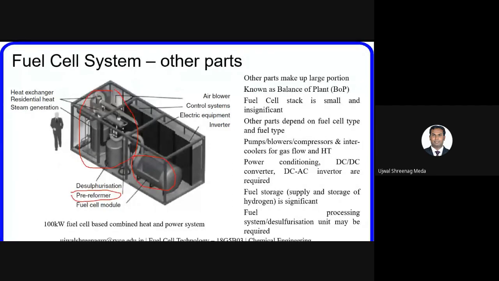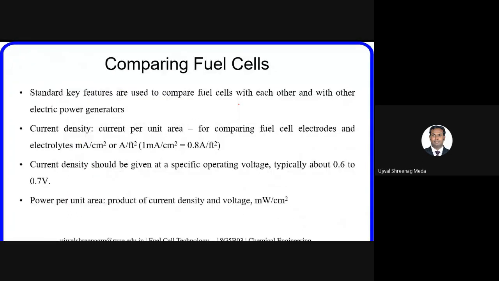These are some of the components that are necessary to make the entire fuel cell system. And there will be a lot of heat exchangers and steam generation units, blowers, control systems, converters. So these are some of the components that are required other than the fuel cell stack to make the fuel cell system. Okay.